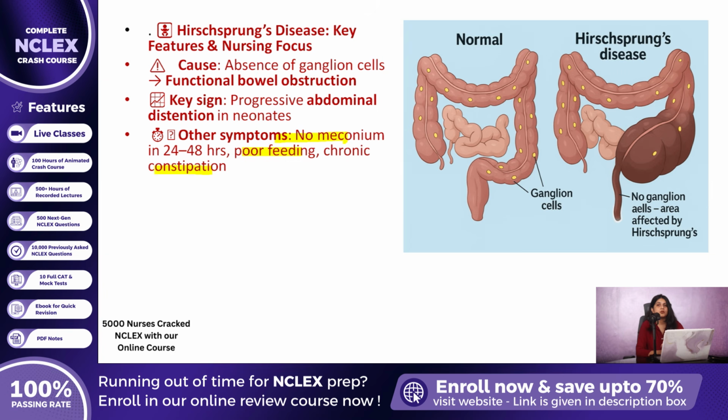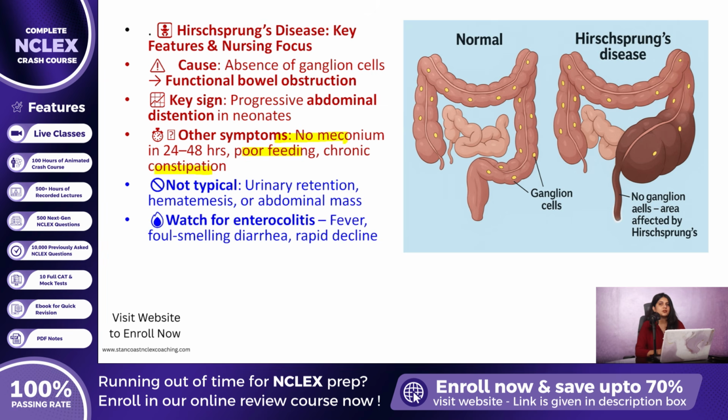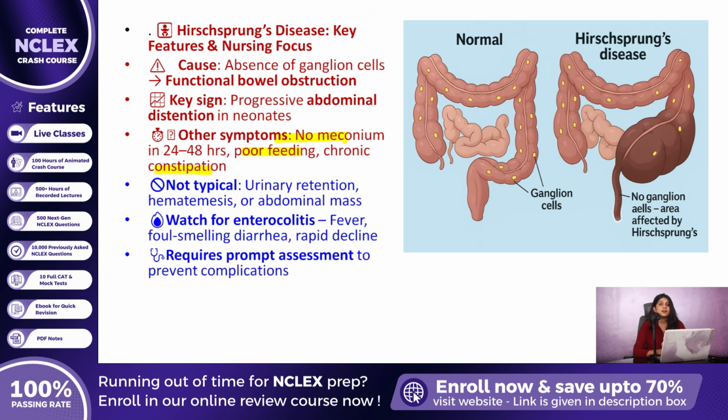Urinary retention is more typical of neurological or genitourinary conditions. Hematemesis suggests upper gastrointestinal bleeding. And a palpable abdominal mass is more characteristic of hypertrophic pyloric stenosis. Nurses must also monitor for enterocolitis, a dangerous complication of Hirschsprung's disease marked by fever, foul-smelling diarrhea, and rapid deterioration.